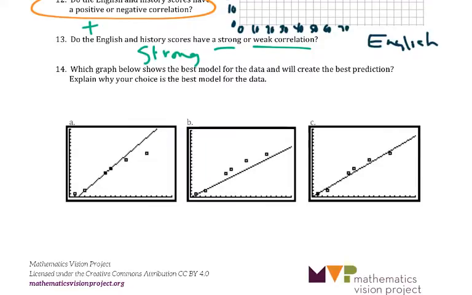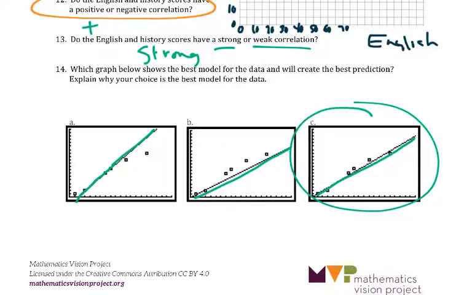So 14, looking at A, B, or C, which one gives us the best model? Which line? So this one goes through a couple points, but it's going way up here. This one we're below a bunch. This one looks like it's more the average, so I'd go with C.